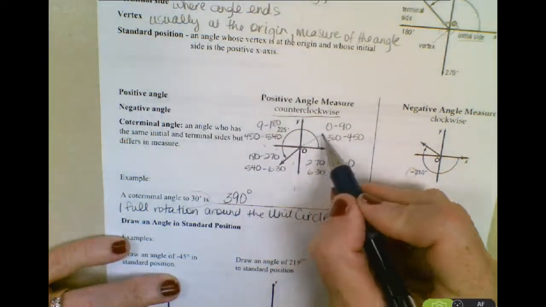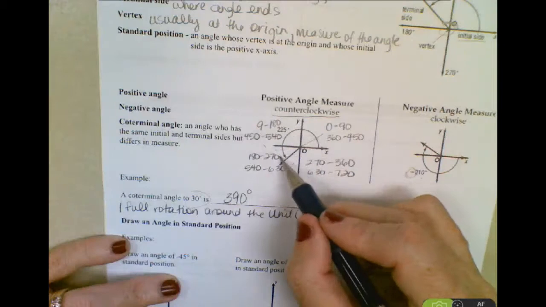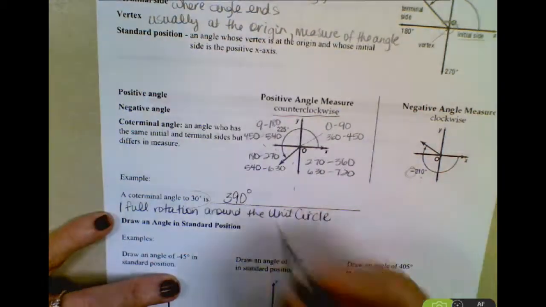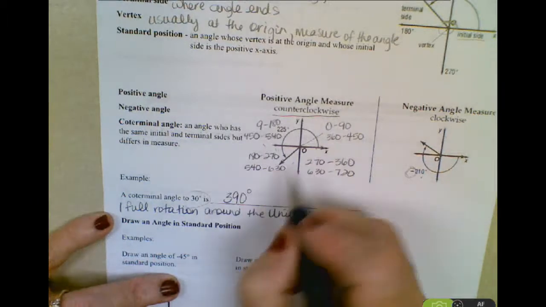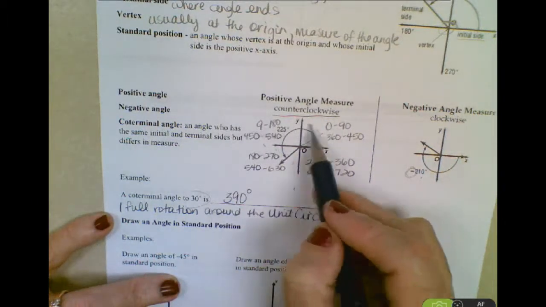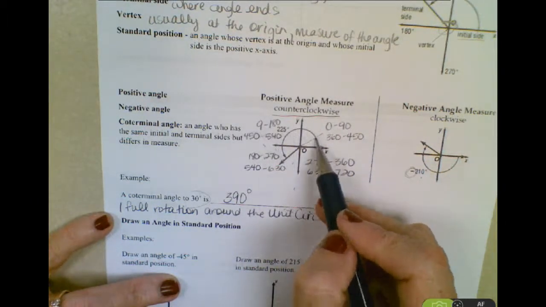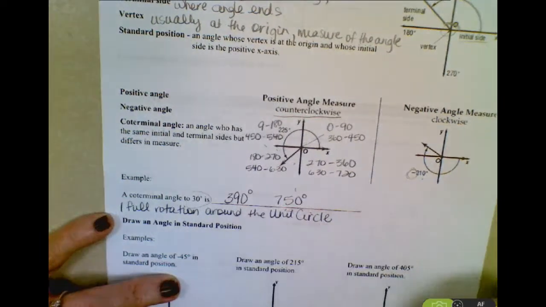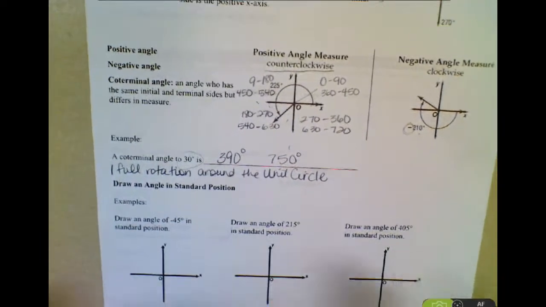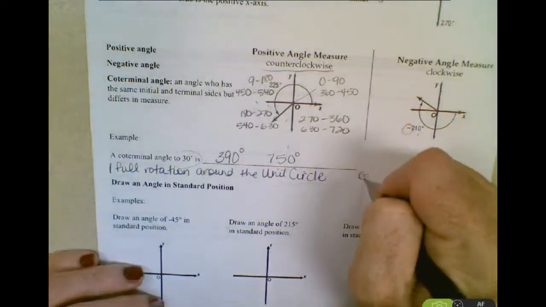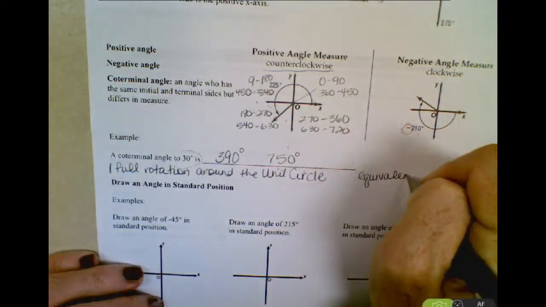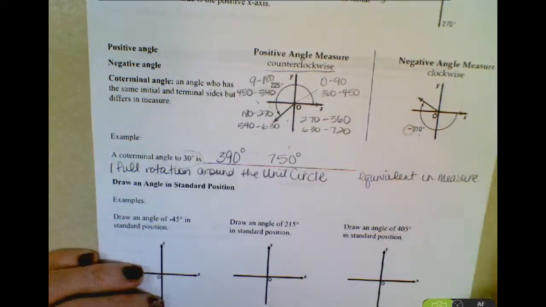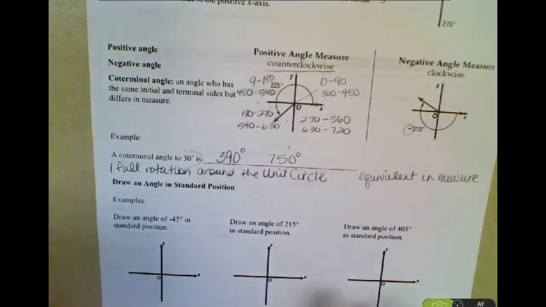So 30 would be here. If we go all the way around the circle, that's 360, and another 30 to get back up to where that originally was, we would have 390. If we did it twice, we'd have 360, another 360 gives us 720, plus the initial 30, which would be 750. Those are examples of coterminal angles to 30. They're equivalent in measure, and for the use of sine, cosine, and tangent.